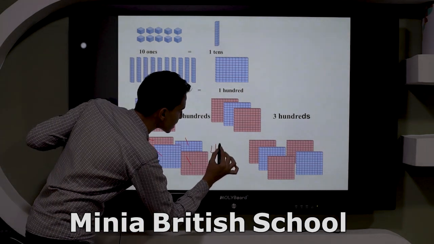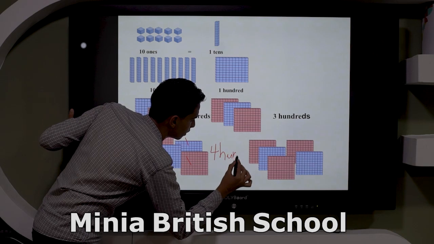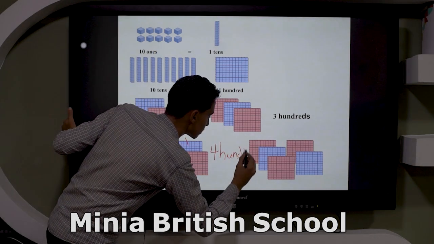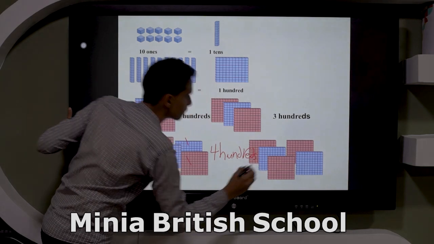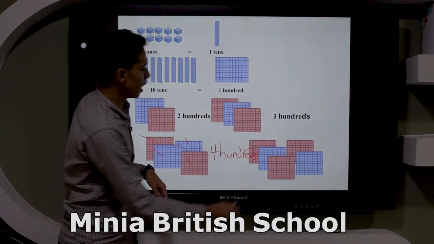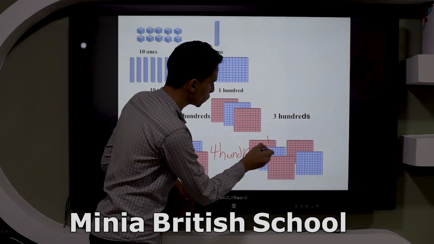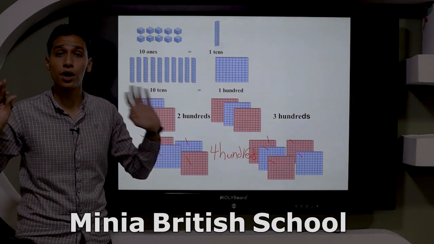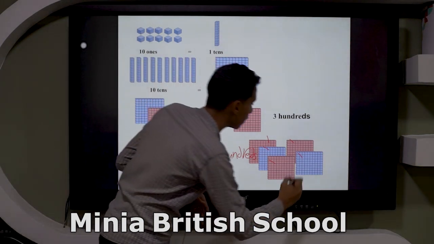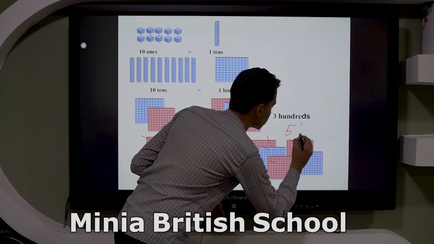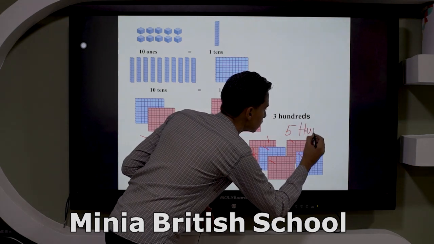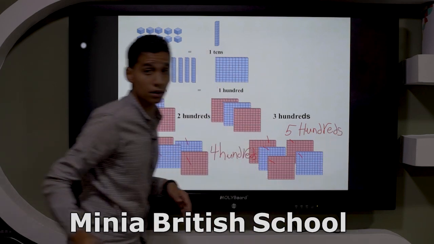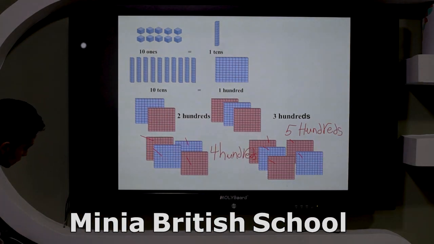We write it like this: hundreds, like hand and red, like a color. Here, let's count this. I have here 1, 2, 3, 4, 5. 5 large squares. It's called 5 hundreds. Excellent. Like hand, red, like a color here.